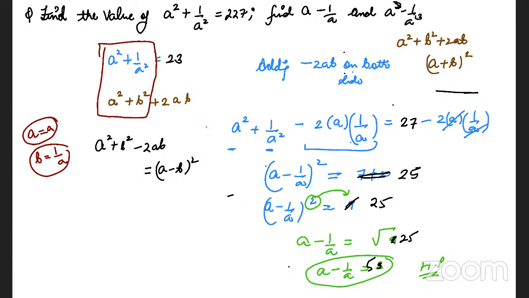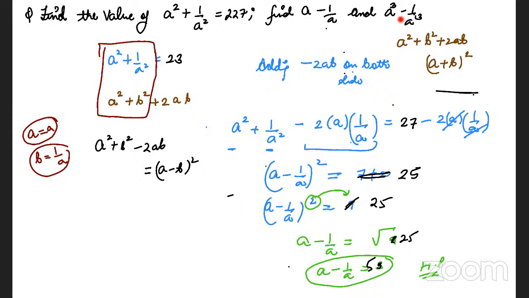Hey guys, now what the question is saying: find the value of a minus 1 upon a, and then find the value of a cube minus 1 by a cube. So what does this mean? This means that we have to find this much value. So first we find the value of a minus 1 upon a, then find the value of this. Guys, did you understand? Yes or no? You didn't understand anything, Joshua? Not really.